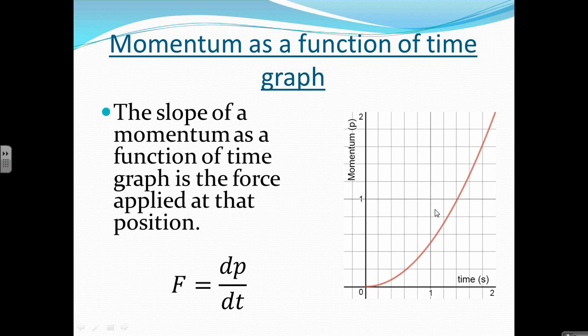Looking at the graph on the right, if you were ever presented a graph of momentum as a function of time, the slope of the line, which is equal to the change in y value over the change in x value at any point in this graph, would always give you the force at that point. So the tangent line at any point on this graph is equal to the force applied to this object at that time period.